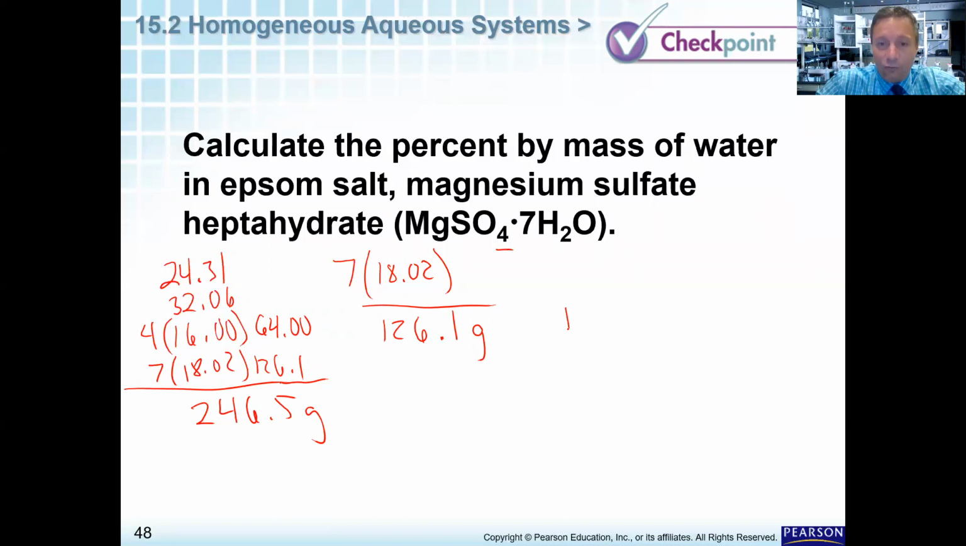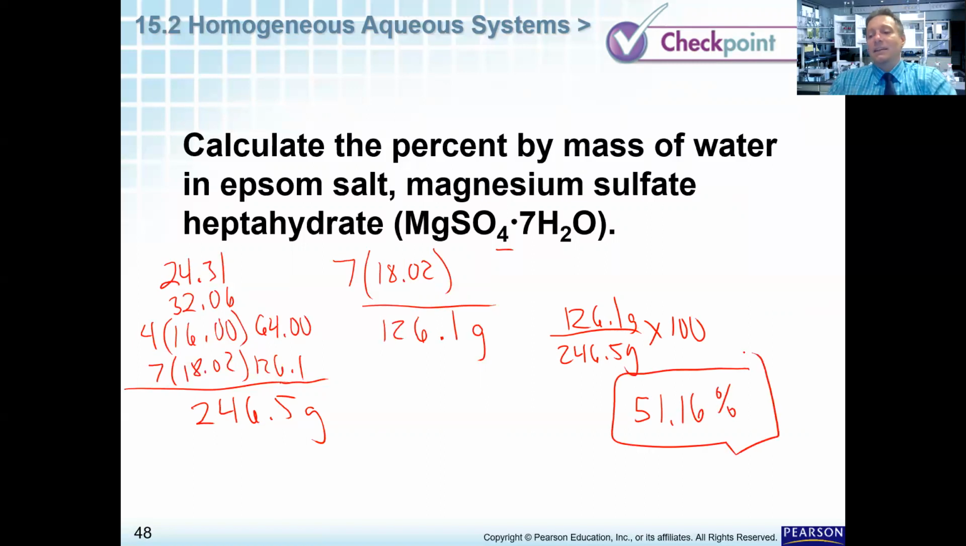So now I'm going to take the hydrate and then divide it by the total mass of the hydrate. So I have 126.1 divided by 246.5, and I'm going to multiply that by 100. So let's calculate this out real quick. 126.1 divided by 246.5, and we're going to multiply that by 100. So keeping at 4 sig figs here, I have 51.16% water, and that is the answer.